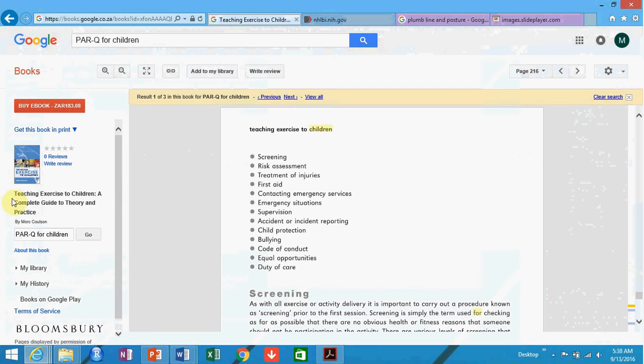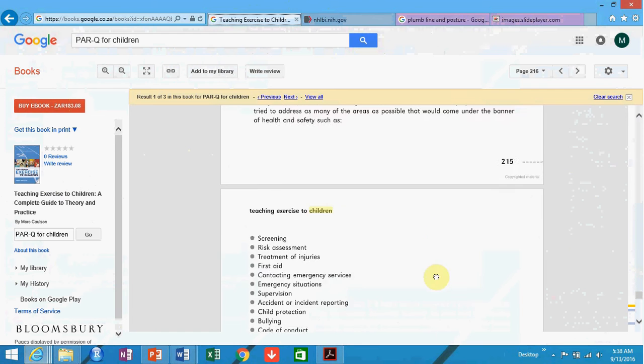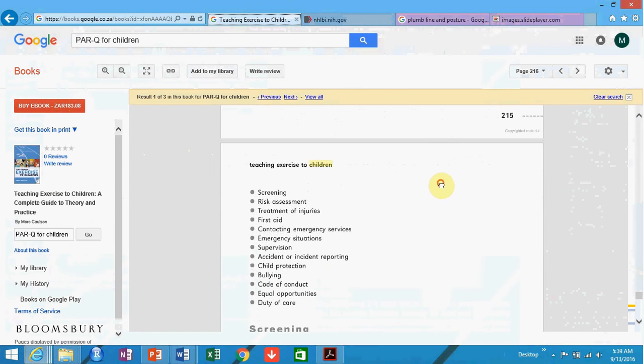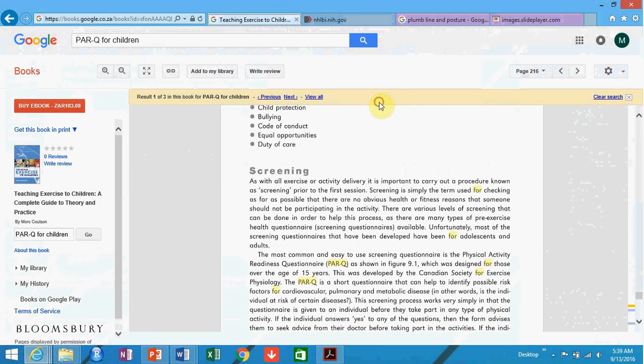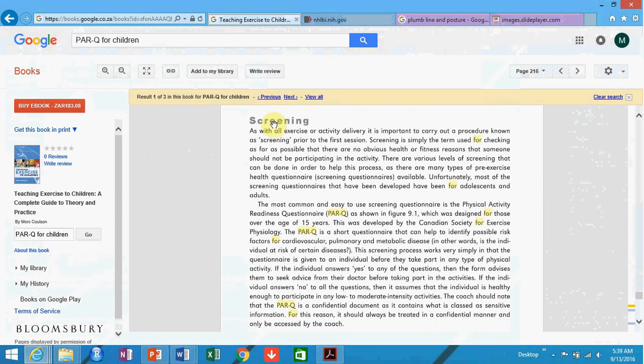This is just an example: Teaching Exercise to Children, a complete guide to theory and practice. Not one of the books that we have specifically referred to, but I wanted to show you that what I'm talking about in terms of children is also identified in books by authors like Mark Colson.